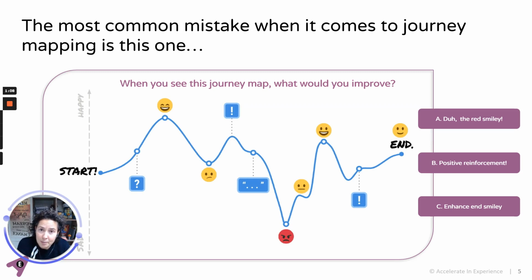Just a quick 2-second question. If this would be the journey map of your customers, what would you now start to improve? Would you say A, the red smiley, of course, needs to be less red? Would you say no, B, positive reinforcement, let's make the positives even more positive? Or would you say no, C, the IKEA ice cream, right, after paying for buying the products? No, the end smiley has to be the positive one. Just take 2 seconds to think what answer you would choose.